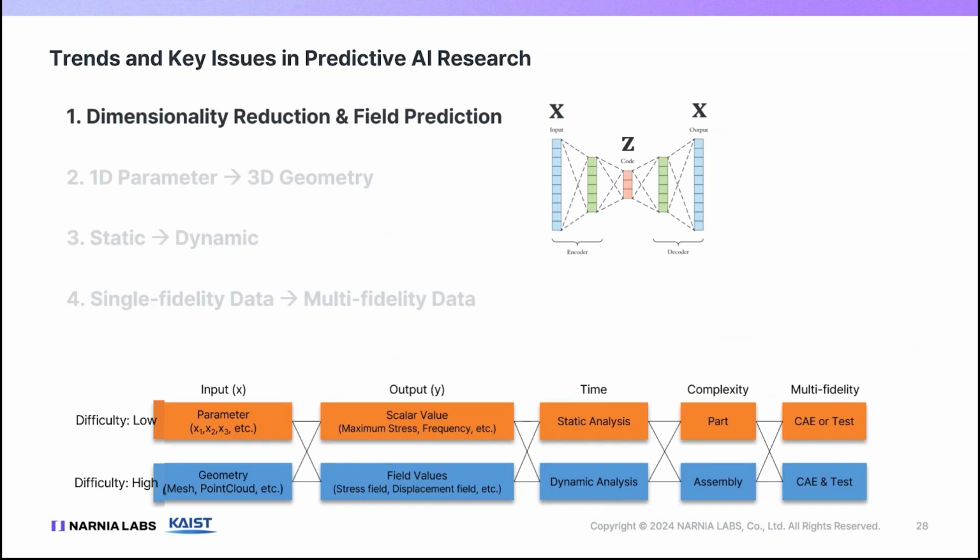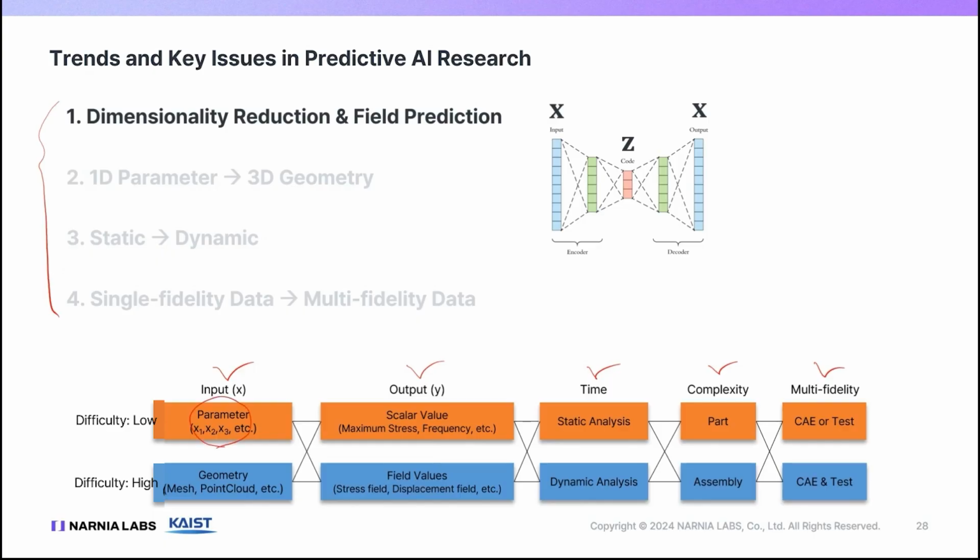There are various issues involved. I've gathered 4 notable issues among them for us to review. When selecting a predictive AI model, you first need to consider factors such as what the inputs and outputs are, whether time is taken into account, the level of complexity, and whether multiphysics is considered. For example, if your design is parameterized, then you can use parameters as inputs, which makes the task easier.